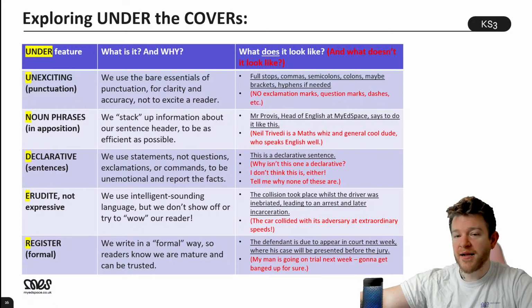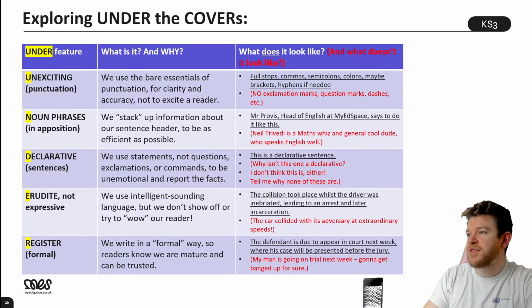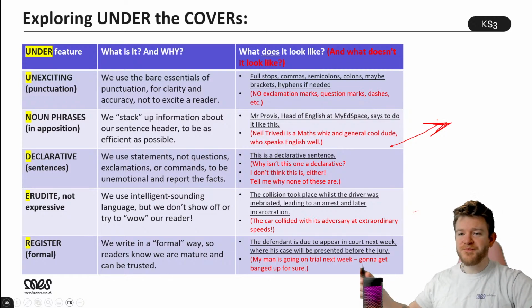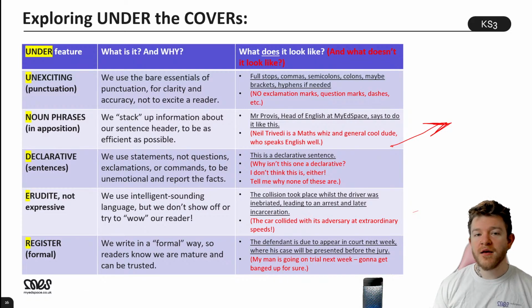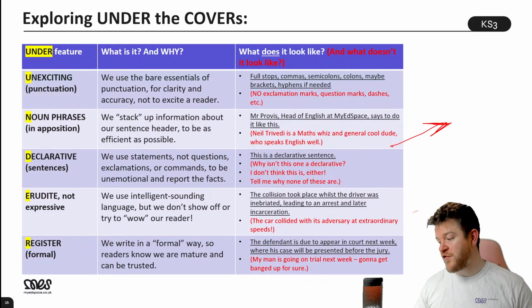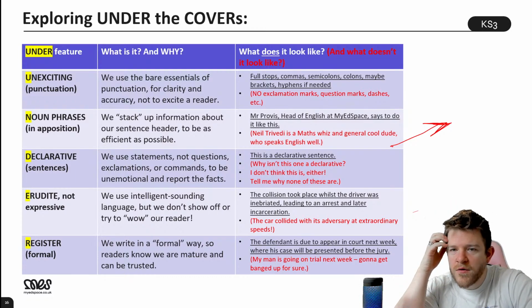Now I'm going to set a little challenge for you because I know some of you are drifting off into other conversations. How could we turn that example about Neil into a noun phrase in apposition? So who's going to share it in the chat? So I've said this is not an example of noun phrases in apposition. Who can turn that sentence into apposition for me? Let's see it in the chat. Some of you having a go. Let's have a look.